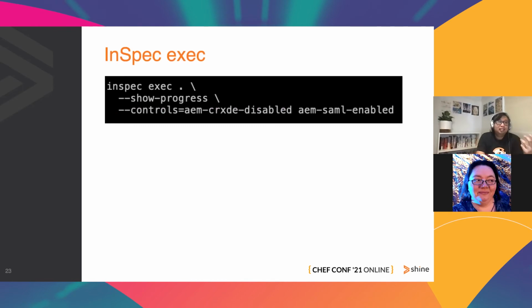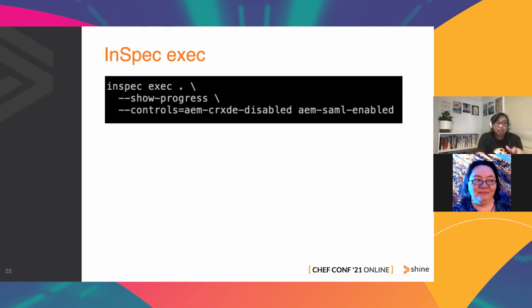And how do we run it? Again, it's inspect exec, just like running the standalone test file. But instead of specifying the test file, in this example, I put in just a dot there, to indicate that it's using the current directory on the local file system. I was running this test from the inspect profile folder, and I added the show progress flag to provide an indicator of the progress of the test.